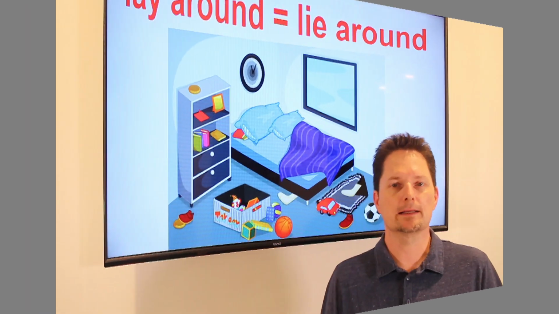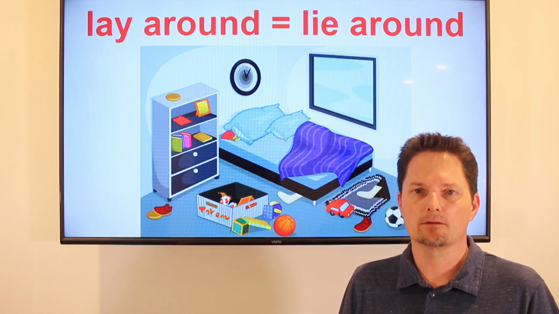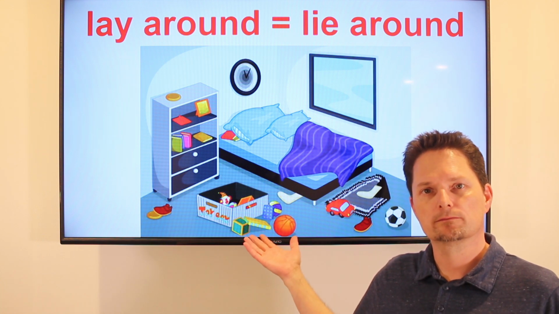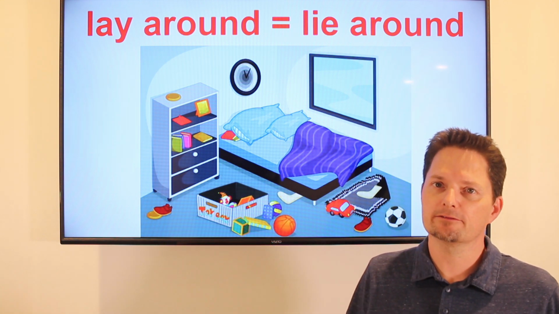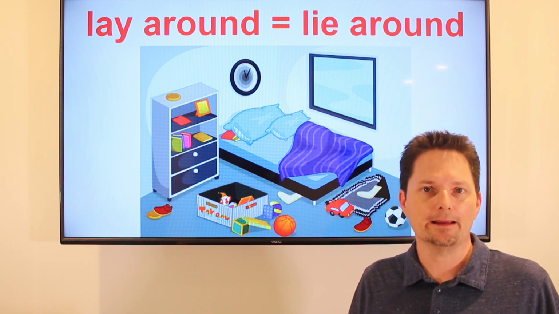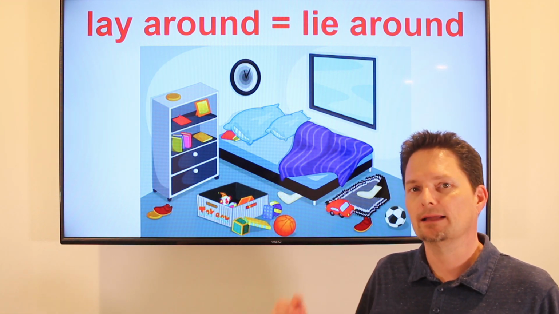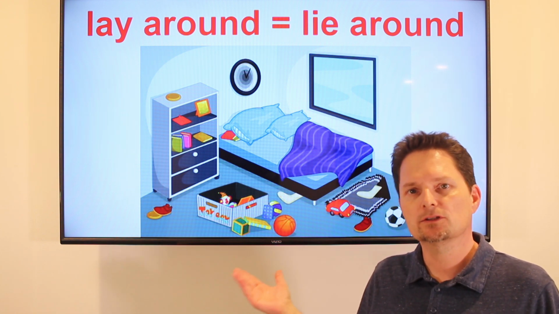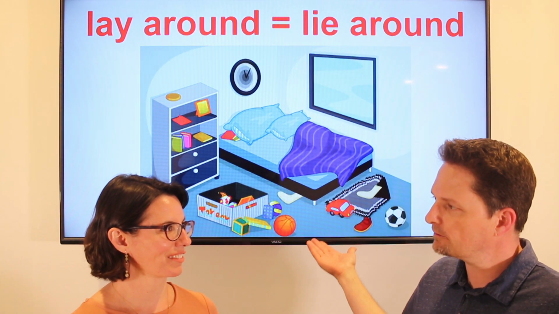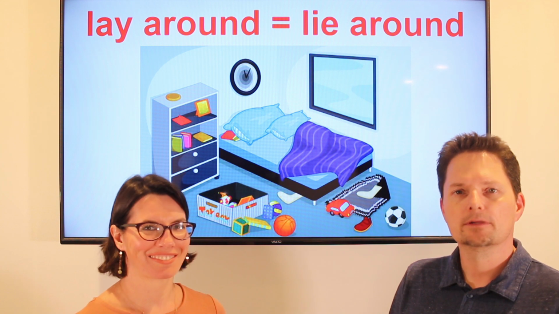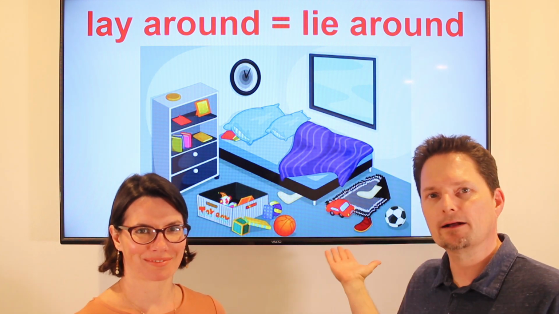Very good. We can use lay around or lie around to talk about things on the floor with the action leave. My son leaves his toys laying around. Using lay in a gerund, laying or lying. He leaves his toys lying around. Does your son leave his toys laying around? Yes, my son leaves his toys laying around. Does her son leave his toys laying around?